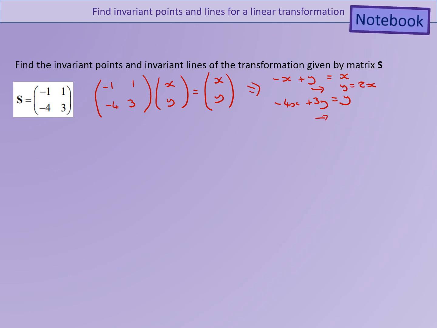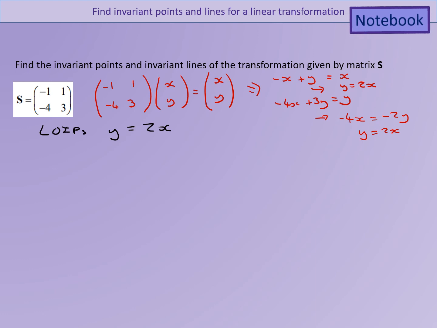The second equation is going to give us minus 4x equals minus 2y, which also simplifies to y equals 2x. So we've got that same equation twice. That's telling us that there is an entire line of invariant points at y equals 2x. Every point along the line y equals 2x is invariant under the transformation.